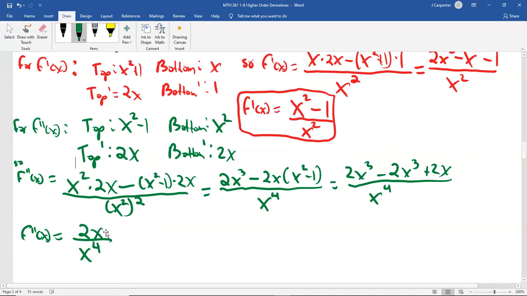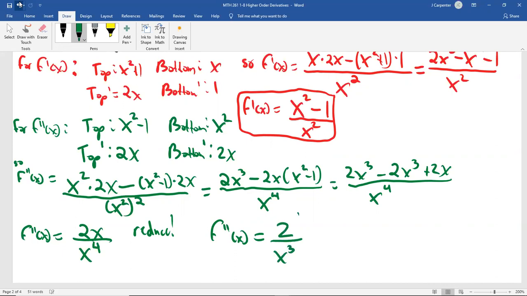But here's the thing. If you stop here in my math lab, it's not going to mark it right because this is reducible. Because this is a simple monomial over a monomial, you must reduce this. So the second derivative, you'll lose an x in the top and bottom, and you'll get 2 over x to the third.